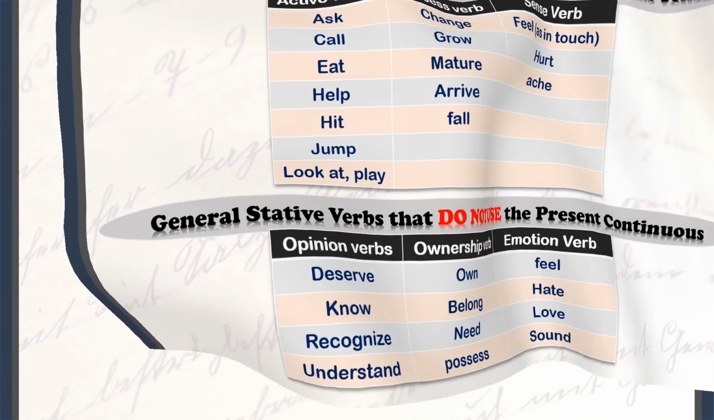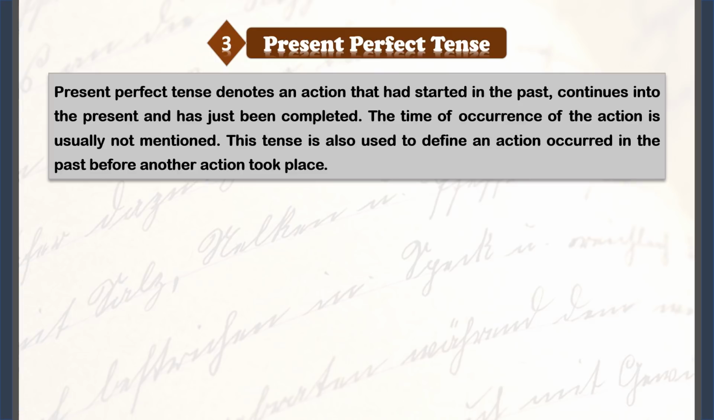Moving towards the third aspect, that is present perfect tense. This tense is used to denote an action that had started in the past, continues into the present, and has just been completed. The time of occurrence of the action is usually not mentioned. This tense is also used to define an action that occurred in the past before another action took place.